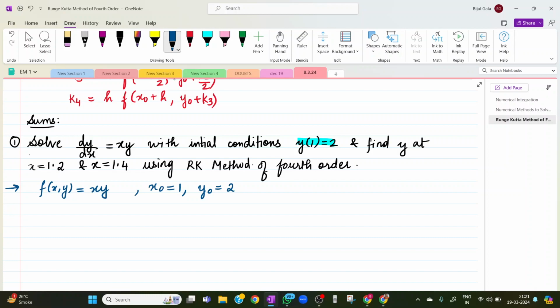We will require h. How do you calculate h? Yes please, how will you be able to calculate h? Any idea how you will calculate h? Very good, Prisha. How did you calculate that? x1 minus x2. Okay. Let's understand.